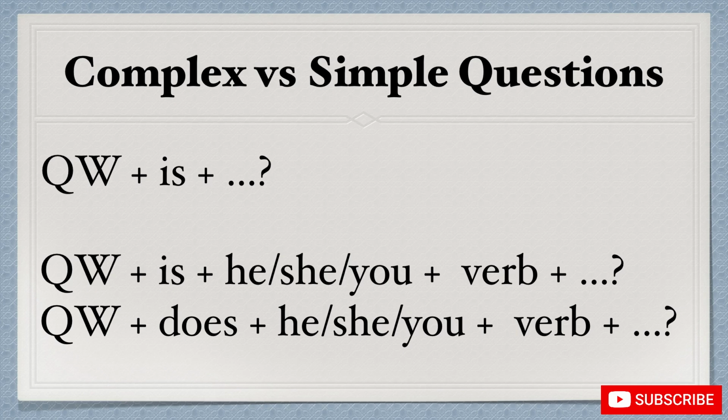So what does this look like? Simple questions, as I said, are usually the question word plus is and then the rest of the question. Complex questions, however, are the question word, either is or does, plus he, she, you, we, it, etc., plus another verb. So for example, where is she going tomorrow? That would be an example of a complex question.